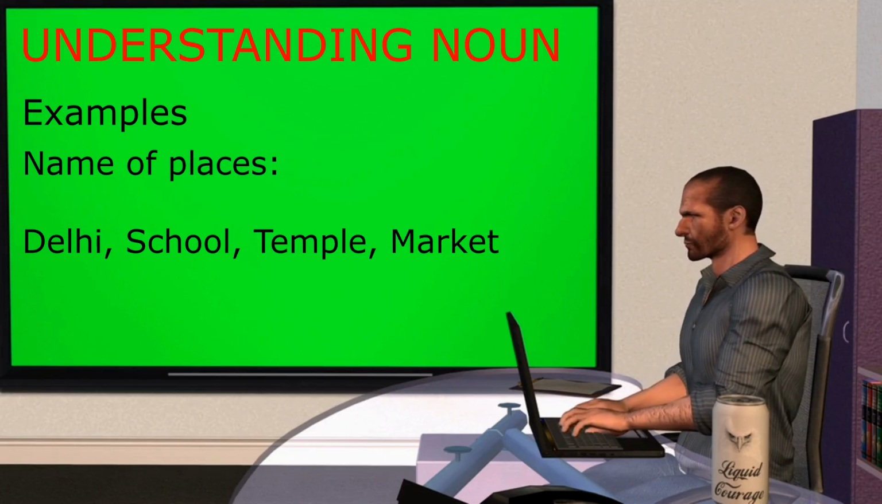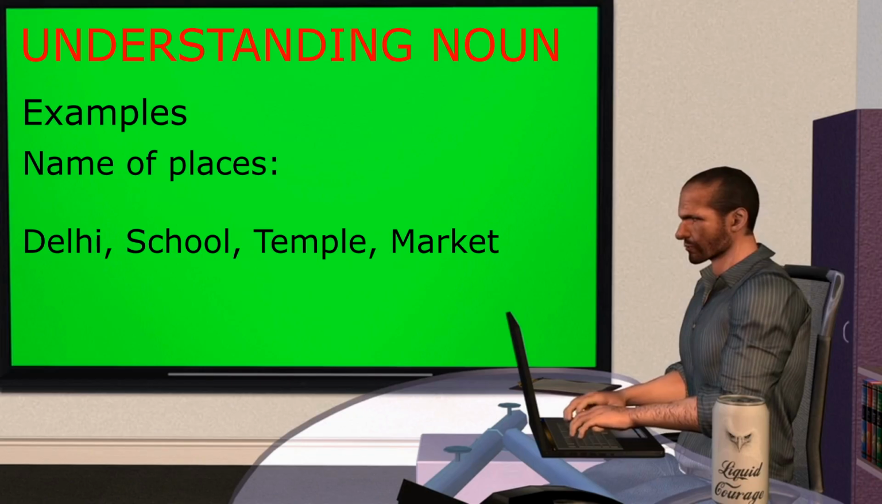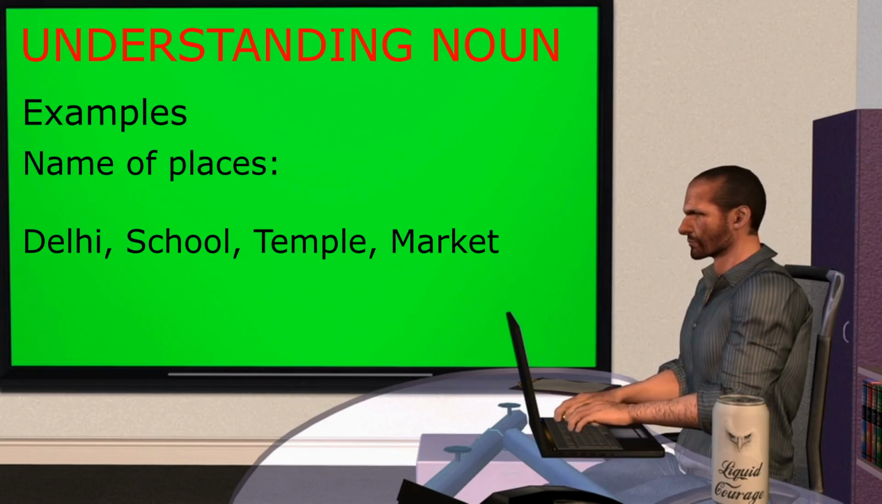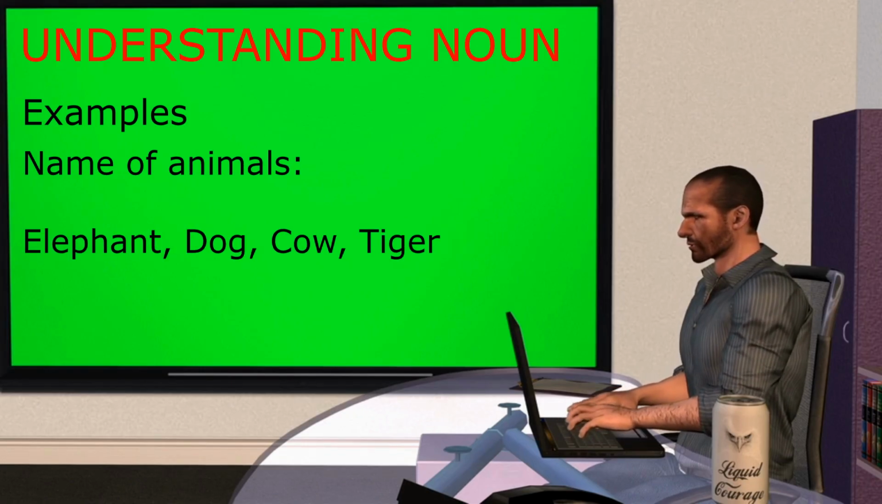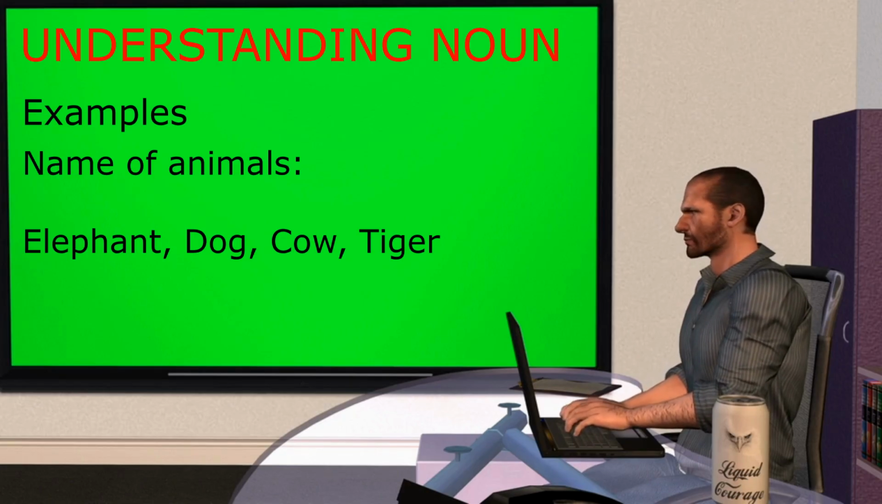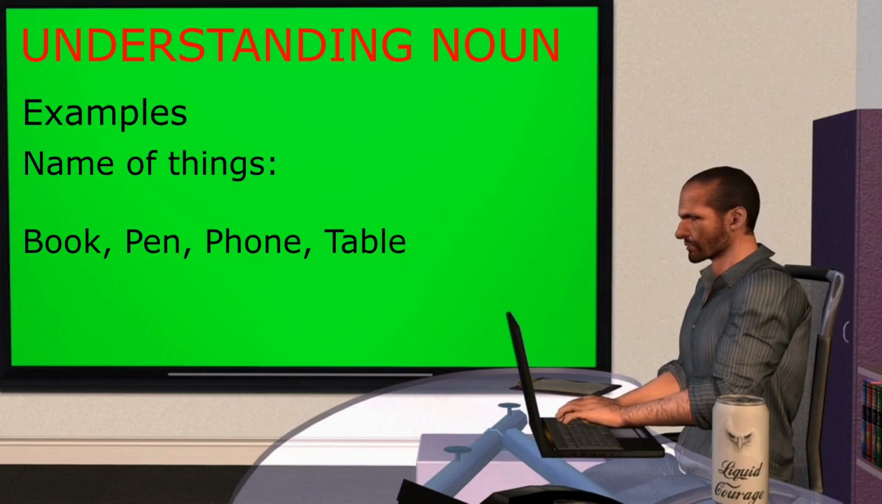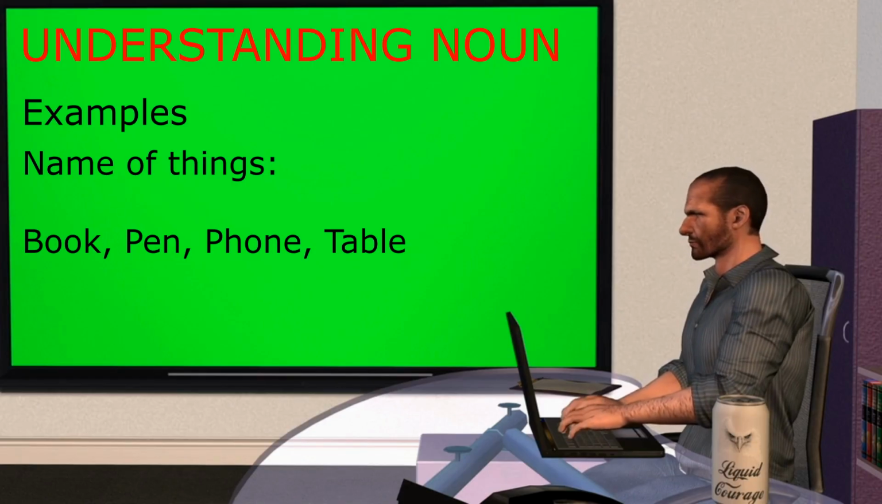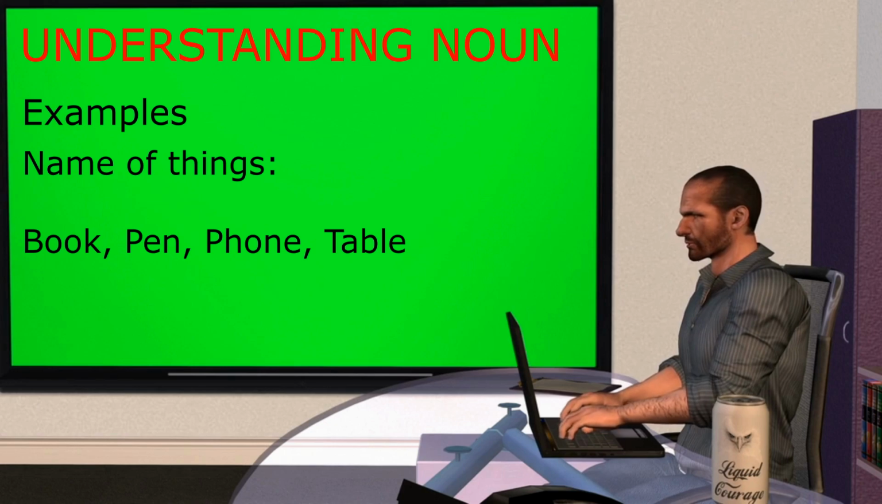Delhi, school, temple, market, etc. are the examples of the name of places. Elephant, dog, cow, tiger, etc. are the examples of the name of animals. Book, pen, phone, table, etc. are the examples of the name of things.